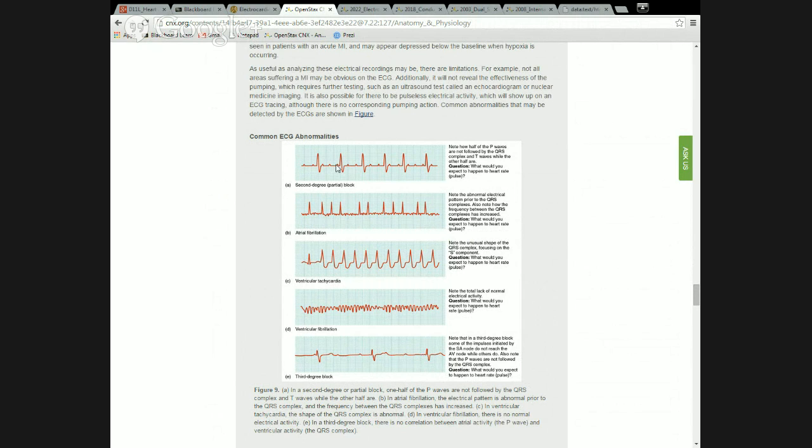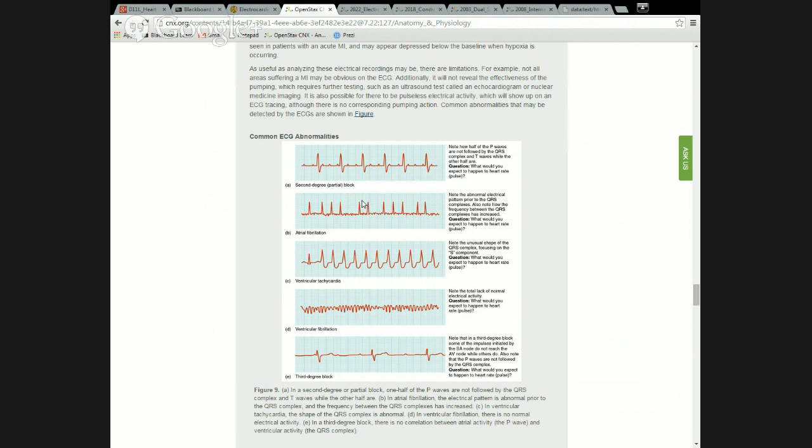P wave, QRS complex, T wave, P wave, QRS complex, T wave, P wave, QRS complex, T wave, P wave, QRS complex, T wave, P wave, nothing, P wave, QRS complex, T wave. Okay. Not every P wave causes a QRS complex. That's a partial blockage. Something between the SA node and the AV node is compromised and the signal doesn't always get through. But it does sometimes. It's just a partial block.